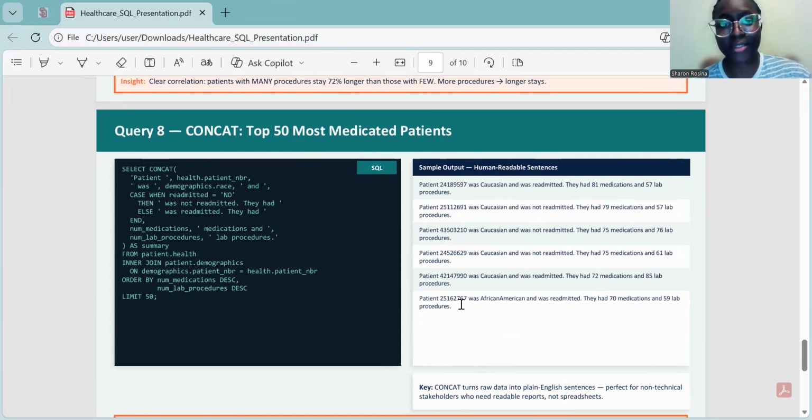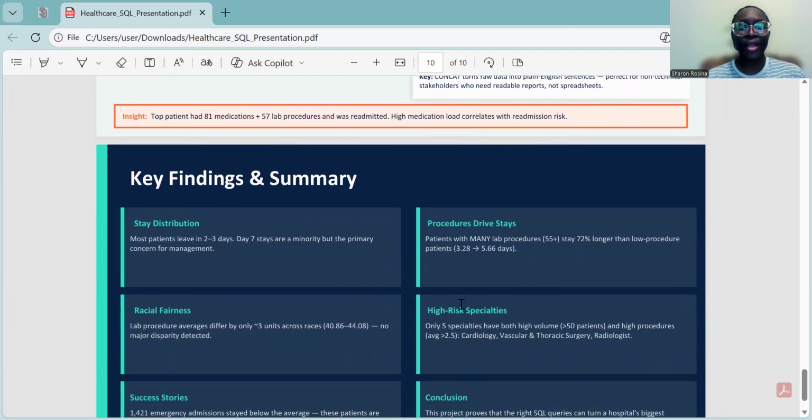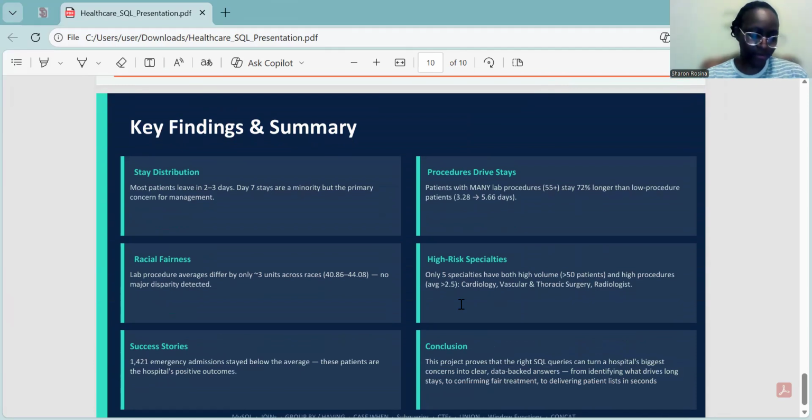Now, some of the findings I had are that most patients leave the hospital in 2 to 3 days. Day 7 has the minority. And when it comes to racial fairness, there wasn't a major disparity detected. Every patient is given equal treatment. And then procedures drive stays. The more lab procedures a patient has, the longer they stay in the hospital.